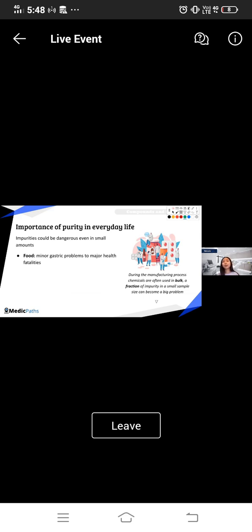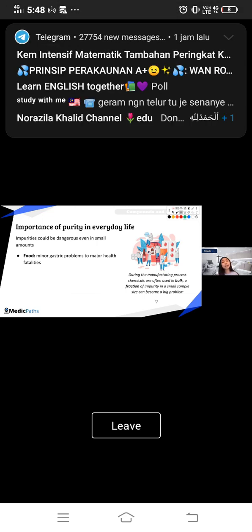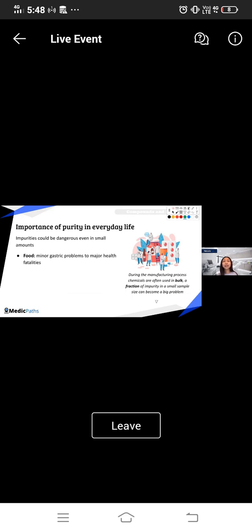In food, even if you have small amounts of impurities, it can cause gastric problems. Gastric meaning tummy. Your stomach might get upset. Remember, sometimes if you eat food like chicken that is a bit too raw, or if you eat something that's a bit dirty, you might have some issues with your tummy. You might get upset, okay? You might have to end up going to the toilet a little more. You guys might have gone through that before, and definitely it's not very pleasant, right?